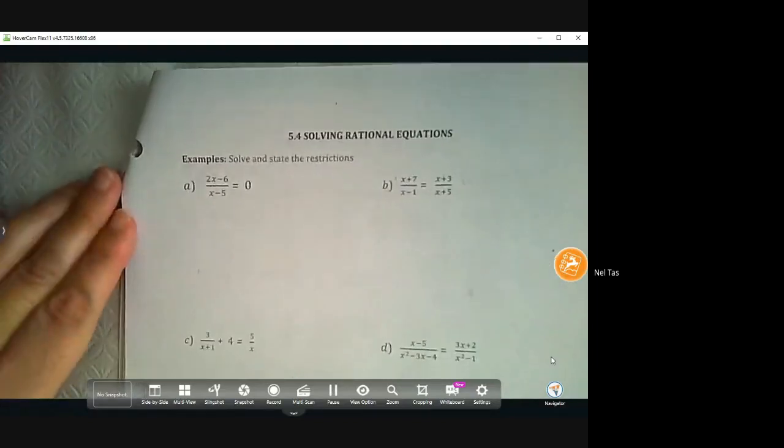Hello everyone. Today we are going to look at solving rational equations. This corresponds to 5.4 in your textbook. Let's look at the examples. It says solve and state the restrictions.